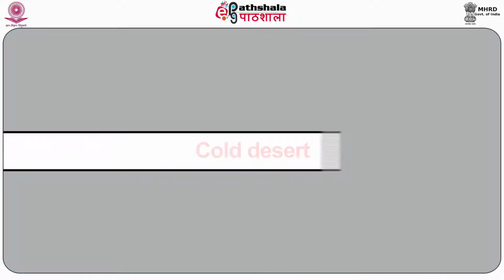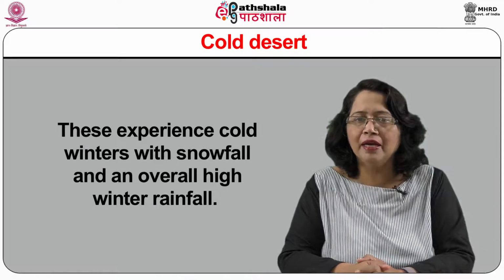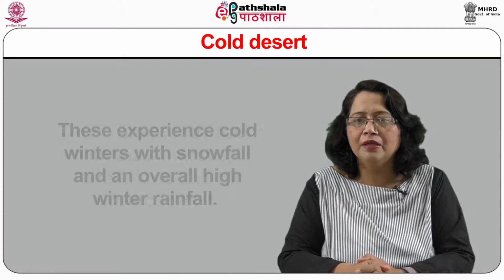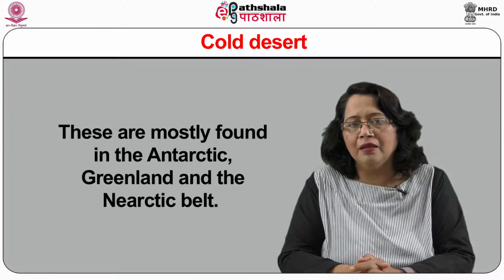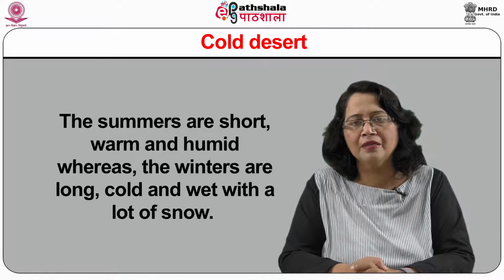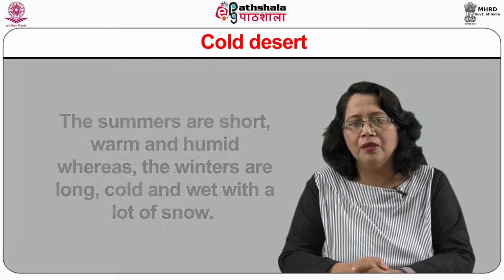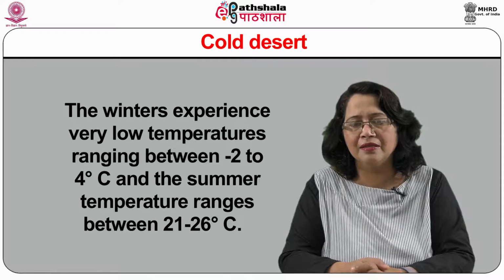Cold deserts. These experience cold winters with snowfall and an overall high winter rainfall. These are mostly found in the Antarctic, Greenland and the Nearctic belt. The summers are short, warm and humid, whereas the winters are long, cold and wet with a lot of snow. The winter experiences very low temperatures ranging between -2 to 4 degrees Celsius, and the summer temperature ranges between 21 to 26 degrees Celsius.